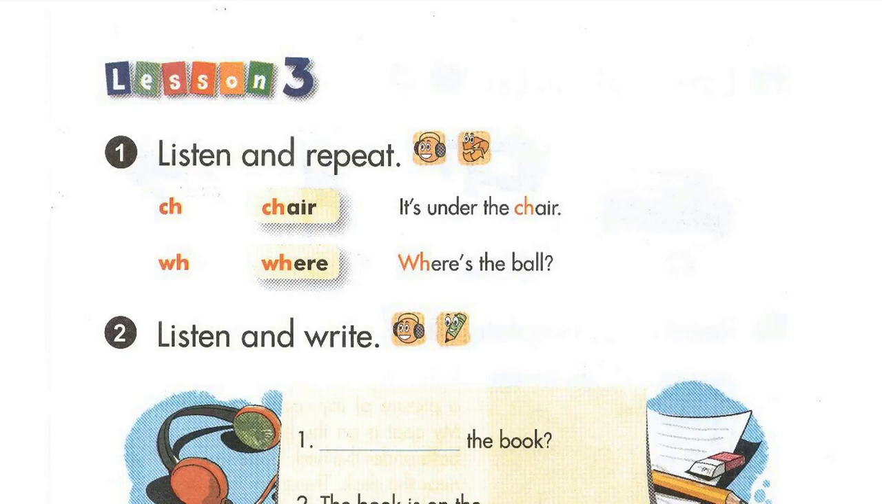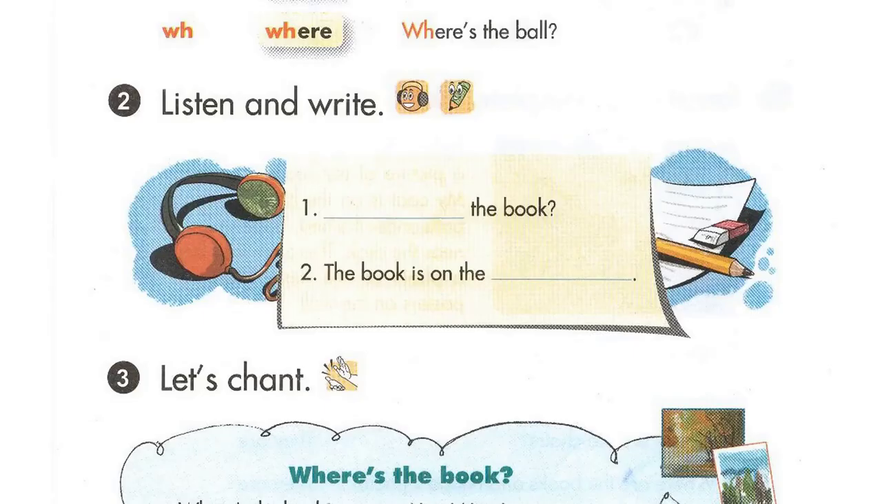Page 22. Lesson 3. Activity 1. Listen and repeat. Chair. It's under the chair. Where? Where's the ball? Activity 2. Listen and write. 1. Where's the book? 2. The book is on the chair.